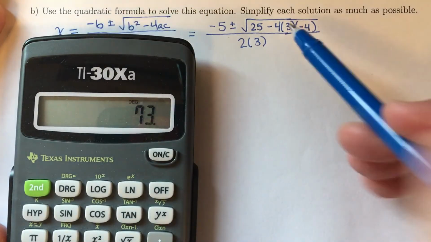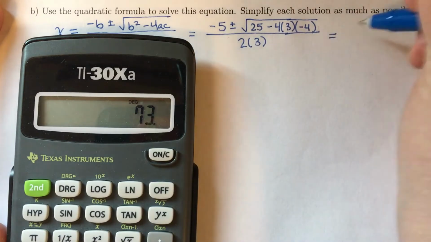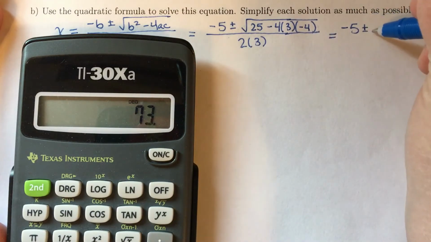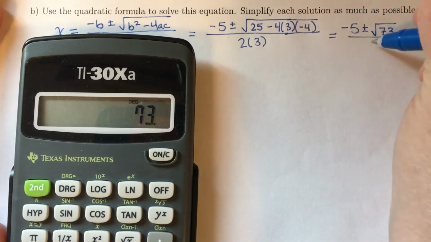Now you could have taken a lot more steps to get that, but just deal with what's under the square root first. Negative 5 plus or minus the square root of 73, and then 2 times 3 is just 6.